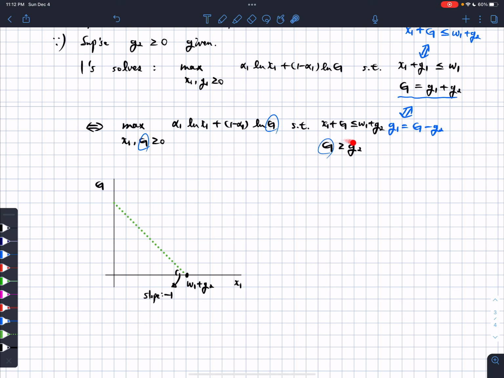So if there is no constraint like this, then player 1 will try to maximize this utility subject to this budget constraint, right? But now we have this big G being larger than or equal to G2. So we should indicate that. So suppose that small G2 is here. Then our budget constraint is that X1 and G should be non-negative, and they should be within this kind of triangle, and moreover, big G should be larger than this. So big G should always be above this.